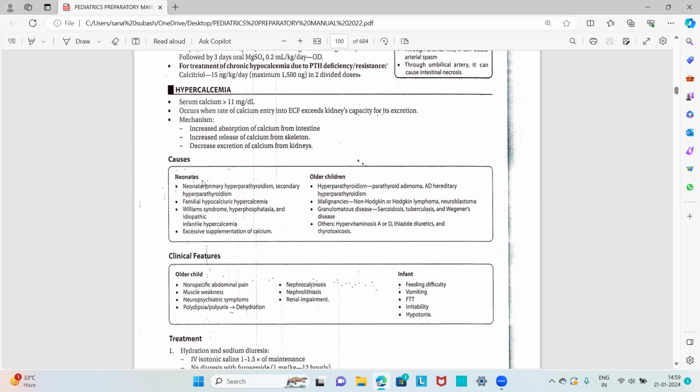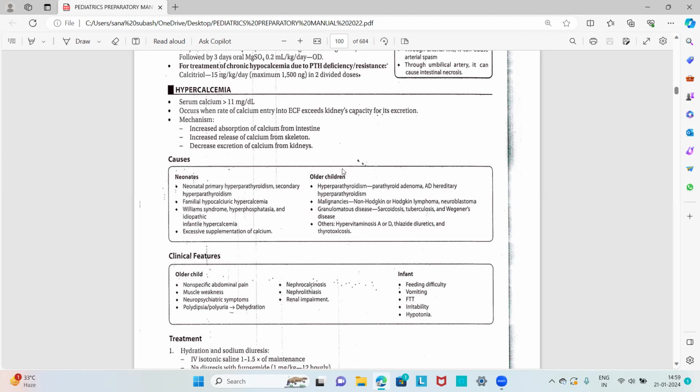And the causes in neonates are neonatal primary hyperparathyroidism and secondary hyperparathyroidism, because parathyroid hormone increases the calcium level. Then familial hypocalciuric hypercalcemia, Williams syndrome, hyperphosphatasia, and idiopathic infantile hypercalcemia, then excessive supplementation of calcium. These are the causes of hypercalcemia in neonates.